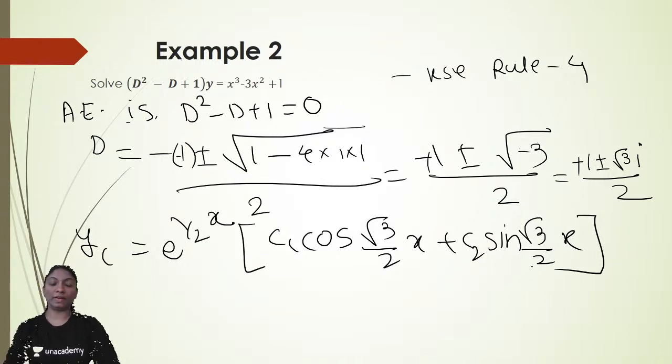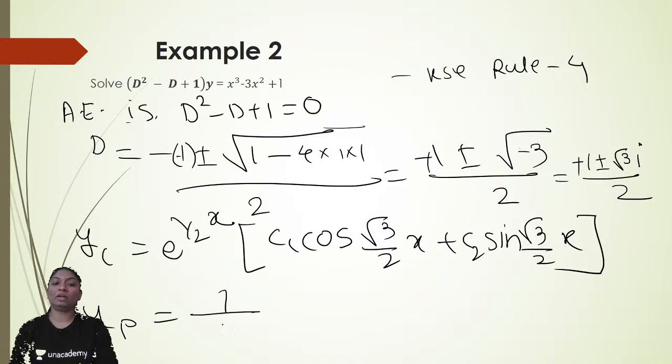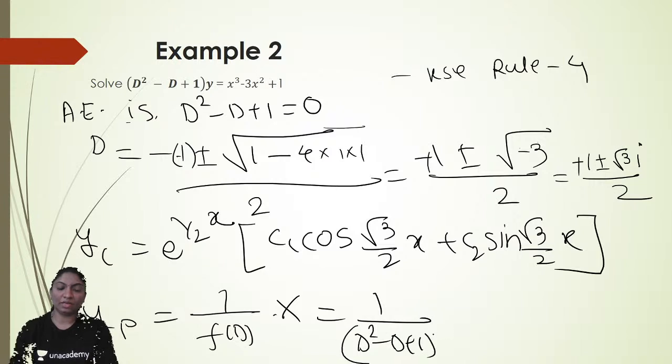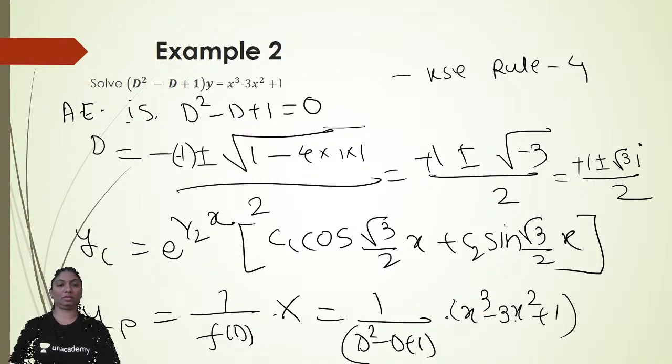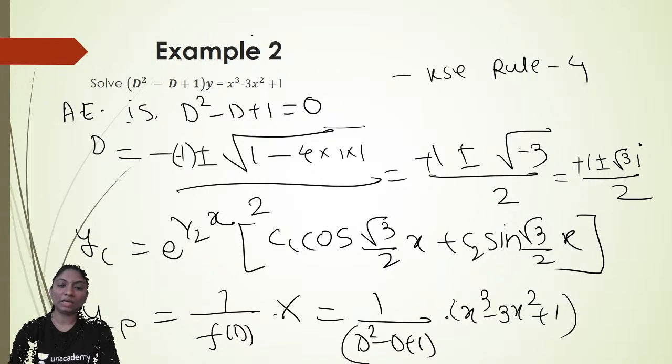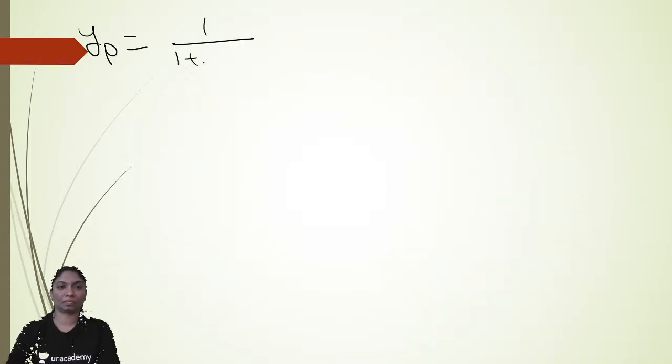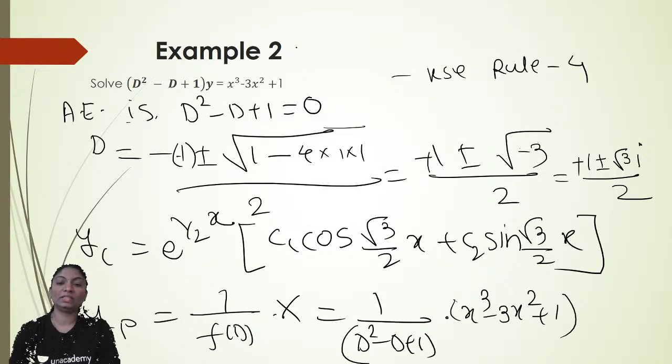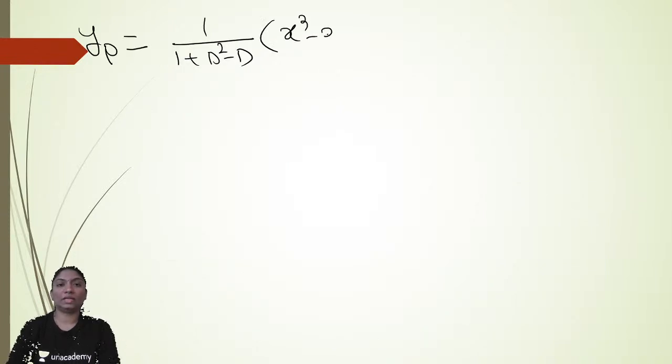Now we will find out yp. So what is the formula of yp? Yp is equal to 1 upon f of D into X. So which is equal to 1 upon d square minus d plus 1 into X. X is x cube minus 3x square plus 1. Okay, here it is x cube minus 3x square plus 1. So you will get yp is equal to 1 upon, we can write this as 1 plus d square minus d into x cube minus 3x square plus 1.